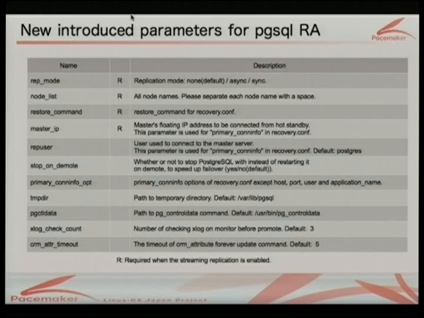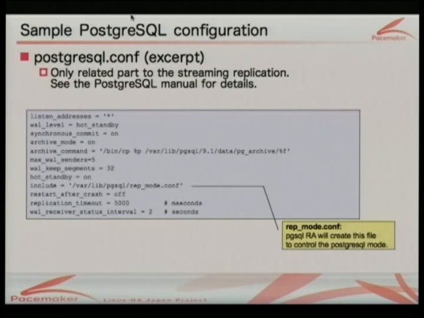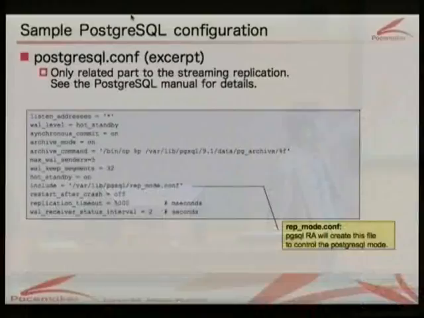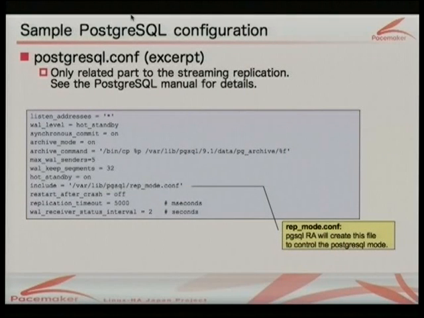This is a list of all of the new parameters, but you don't have to specify everything. And also, of course, you have to configure the PostgreSQL database itself to support streaming replication. This is only a part of the configuration related to replication, but details are already in the PostgreSQL manual. One thing you have to add is this include line. The resource agent creates this file to control the PostgreSQL status, so you need to add this line.